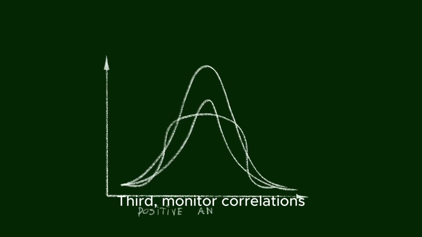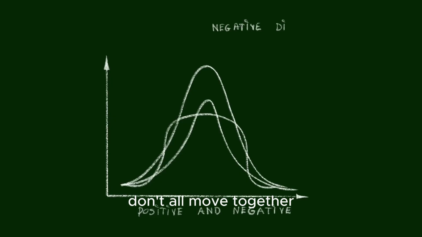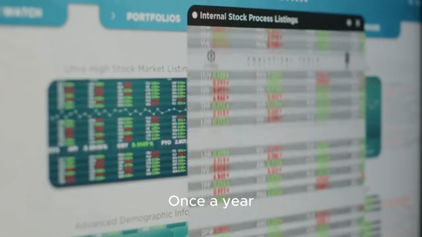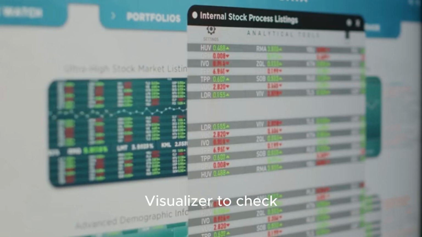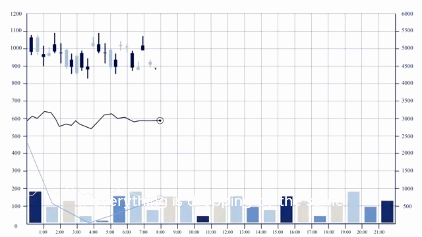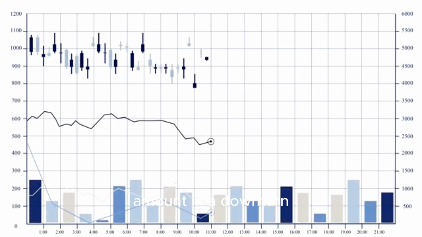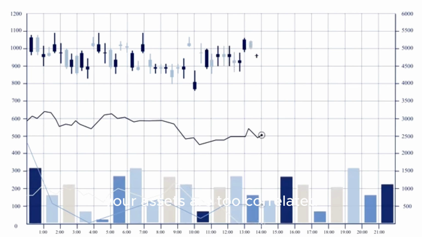Third, monitor correlations. You want assets that don't all move together. Once a year, use a free tool like Portfolio Visualizer to check. If everything is dropping by the same amount in a downturn, your assets are too correlated.